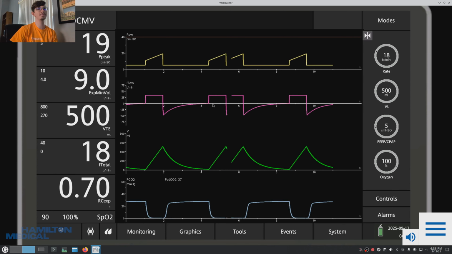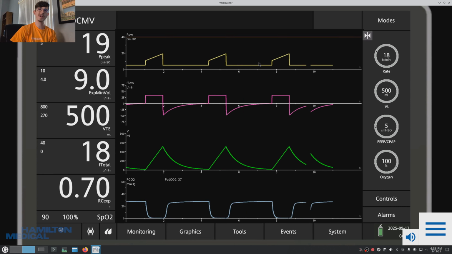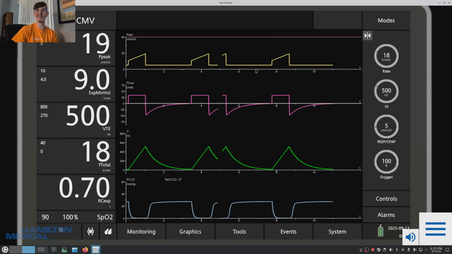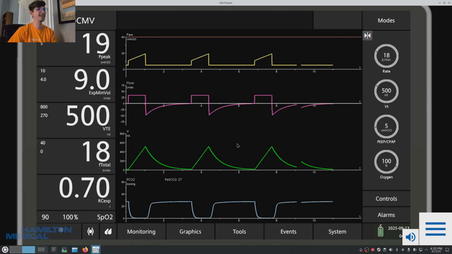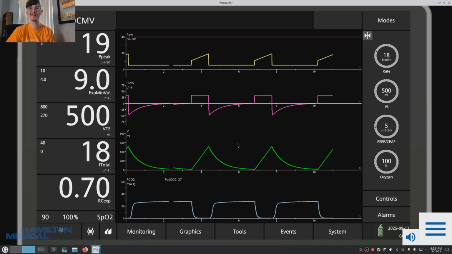It's going to give us the most information about the patient. The pressure waveform is going to give us a bit of information about the patient. Not the most helpful, but it can tell us a little bit. And then the volume waveform is only useful in looking at some kind of expiratory leak. That's honestly the only thing it's good at.